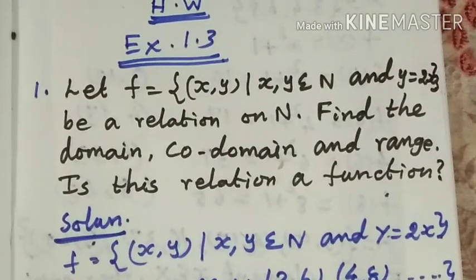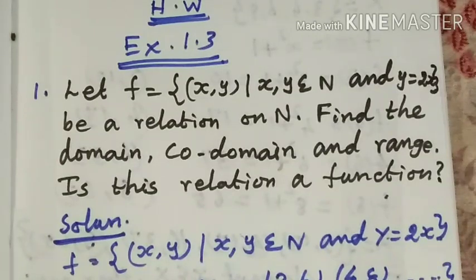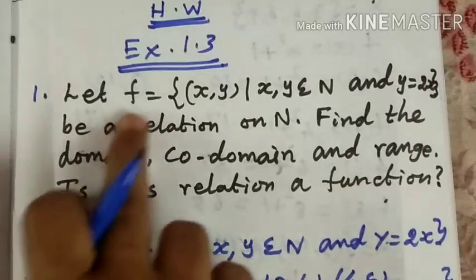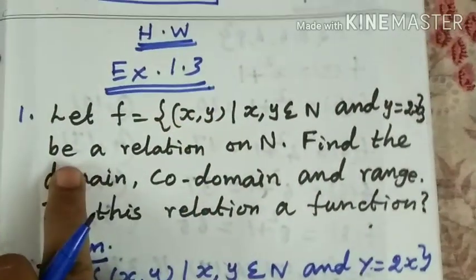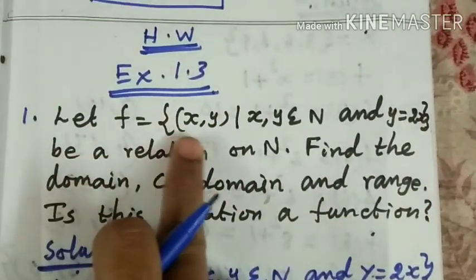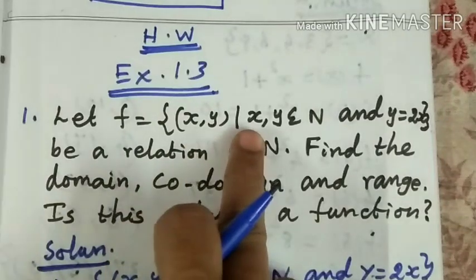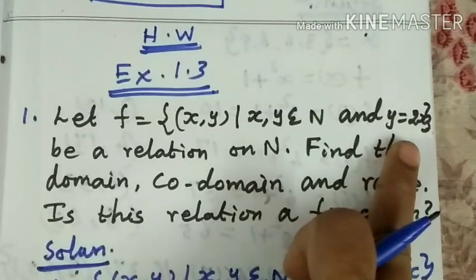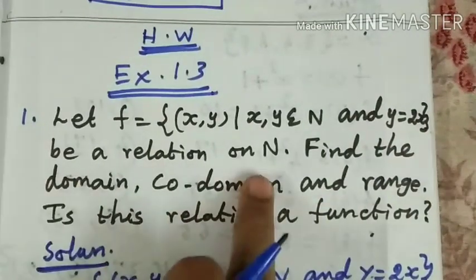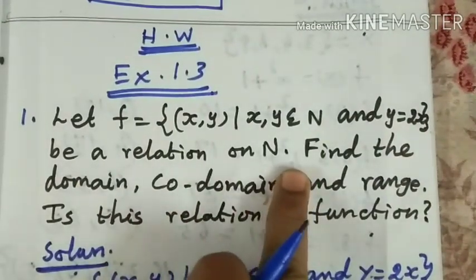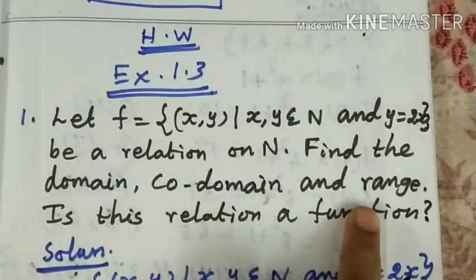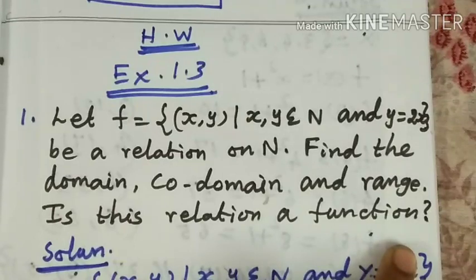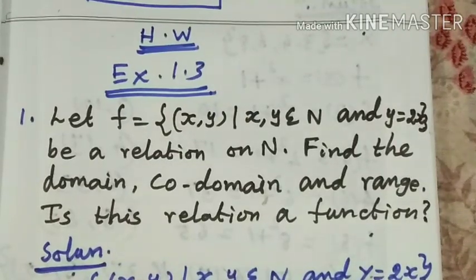Next, we see the homework sums. All of you take the homework side page and check it. In exercise 1.3, first sum: let f equal to the set of x comma y such that x comma y belongs to natural numbers and y equal to 2x, be a relation on N. Find the domain, codomain and range. Is this relation a function?